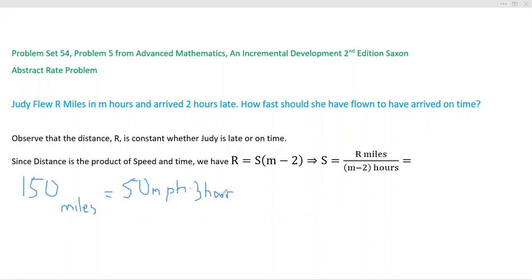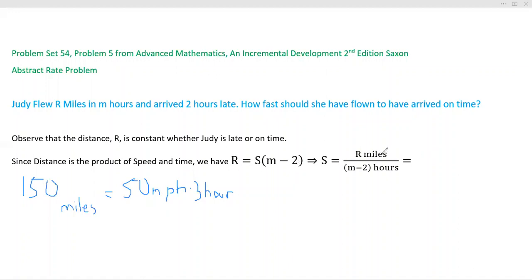And so in this particular case, R is our distance, right? R miles, so R is behaving like our distance here, and S is what we're looking for. Now to arrive on time, you would have to subtract 2 from the late time. M was the late time. She was 2 hours late when she took M hours, right? So to be on time, you would have to subtract 2 from M, okay? And so from here, it's pretty straightforward to actually solve for S. You just divide through by M minus 2.